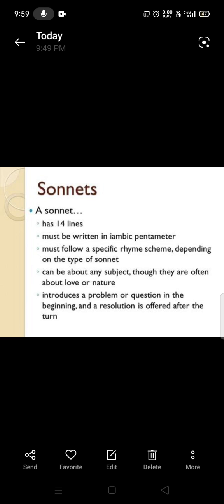So this is all. I think it's quite clear what a sonnet is, its specifications, its characteristics and features, and the writers also.